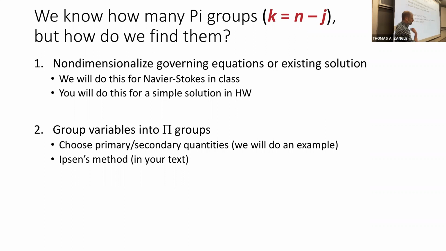There's another way of doing this. It's called Ipsen's method, which is described in your textbook. If this method isn't making sense to you, that we'll go through today. So this is the primary thing that we're going to be discussing today. And then on Friday, we'll look at non-dimensionalizing equations, including the Navier-Stokes equations.